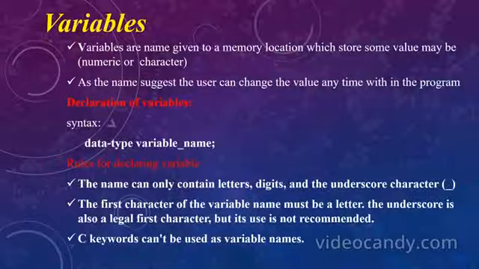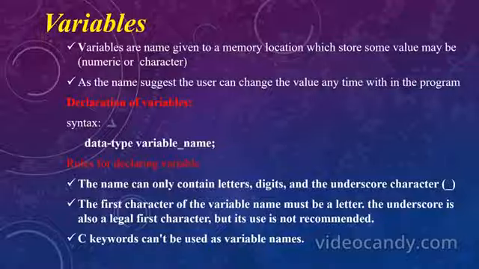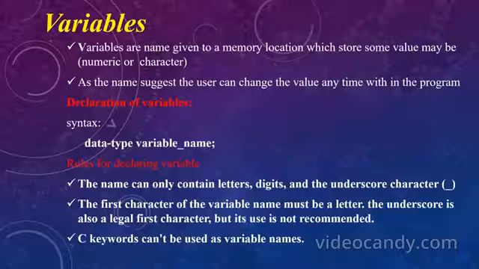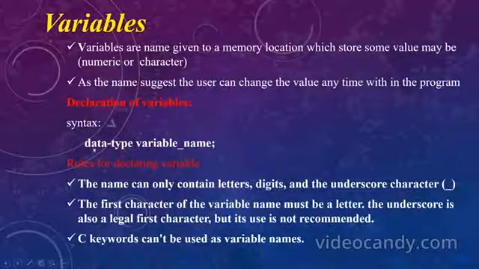So next is the variable. So what are variables? Variables are the memory name given to a memory location which stores some values, and those values can be numeric or a character. As the name suggests, the user can change the value of these variables at any time. So how to declare a variable? The syntax is first you need to give a data type, then a variable name.